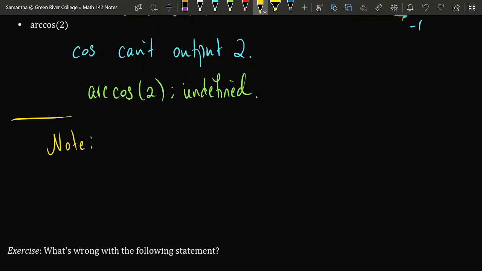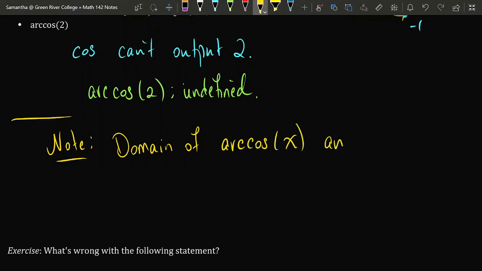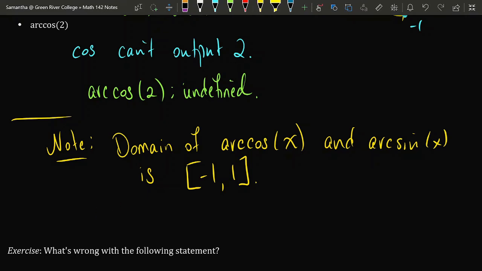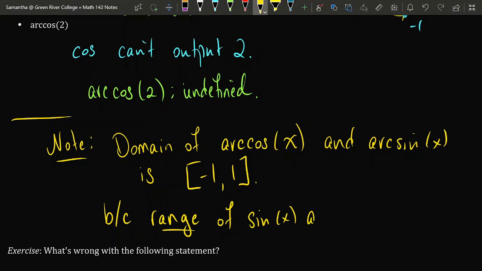So as a note, the domain of arc cosine and arc sine is from -1 to +1. These are the only values that can be plugged into those two functions, because these functions are the inverses of sine and cosine, and sine and cosine have a range of -1 to 1.